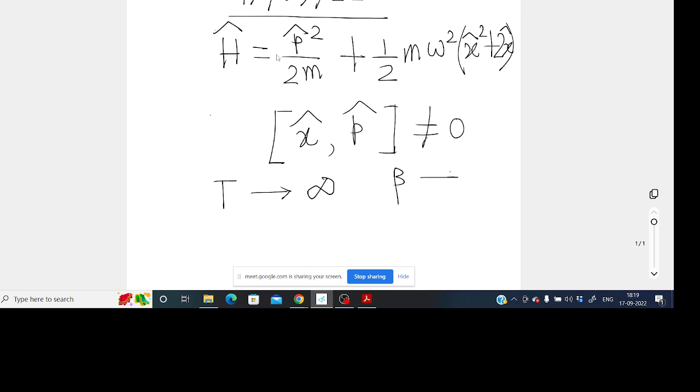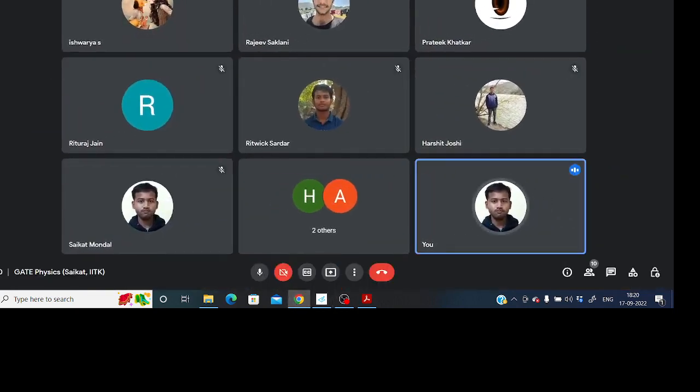or beta equal to 1 by kBT, so beta tends to 0 limit, then you actually get the same thing, I mean the specific heat obtained for the classical Hamiltonian. So in this question the high temperature specific heat means that the particle is classical. Okay, clear? Okay, yes, sir. Okay, any other question?